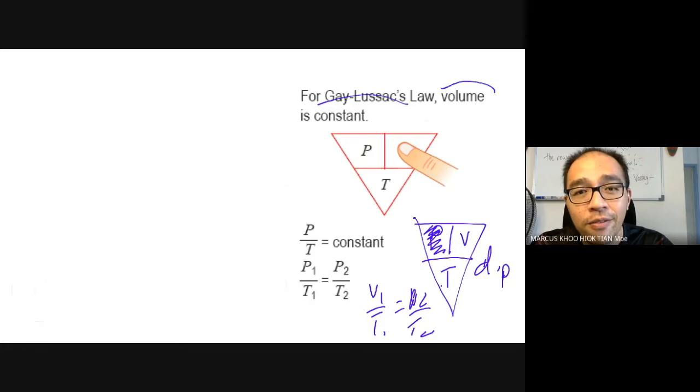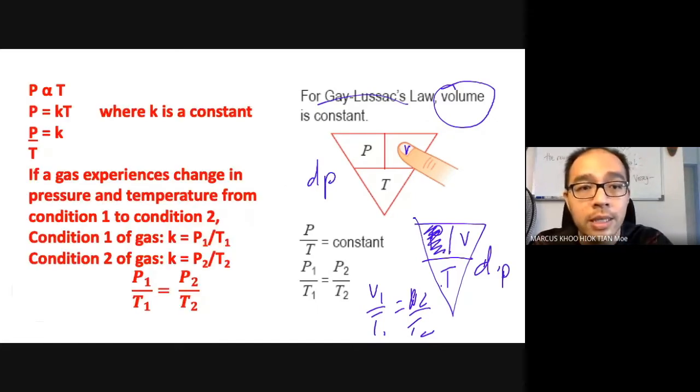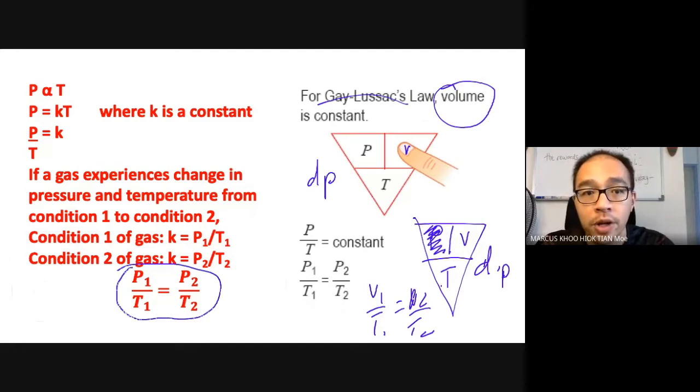Gay-Lussac's law: volume is constant. So you close the volume and you get that P and T are directly proportional. Since P and T are directly proportional, this will be the formula that we're talking about. P1 over T1 equals P2 over T2.